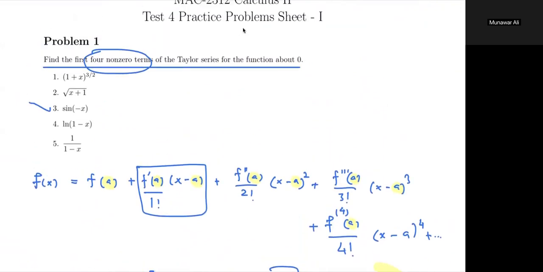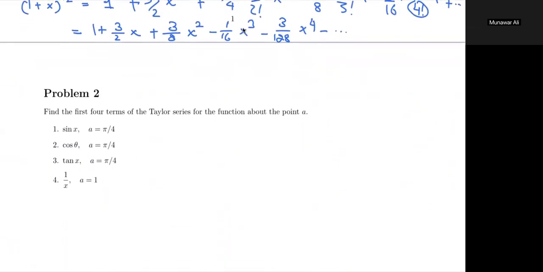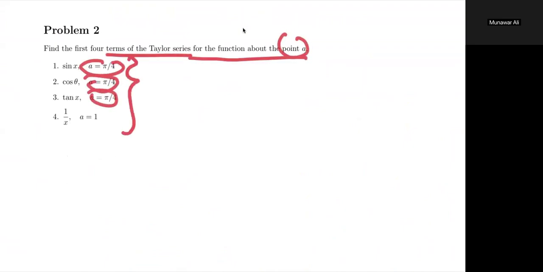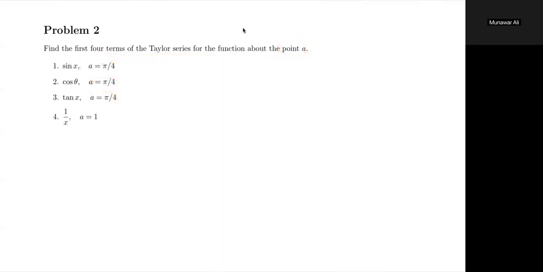This is how you do any Taylor series. We have to do the same thing here: find the first 4 terms of the Taylor series of the function around point A, and point A is given to us, which is this one. This is also simple, so I'm not going to do this problem. It is going to be x minus whatever the value of A.